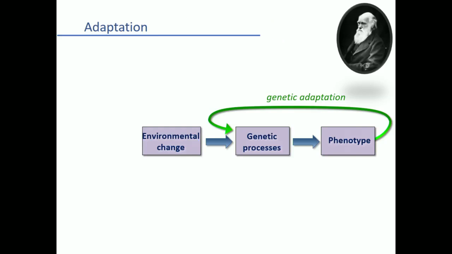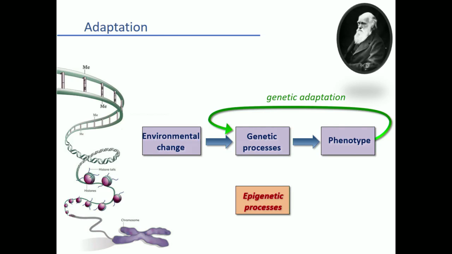The classic theory of adaptation says that adaptation is governed by genetic processes as a result of natural selection on the phenotype. So this process of adaptation strongly builds on the idea that phenotypic variation is genetically based. For a long time, genetic variation was the only known source of phenotypic variation and thereby important for evolutionary potential. But we now also know that other processes may also be involved, such as epigenetic processes.